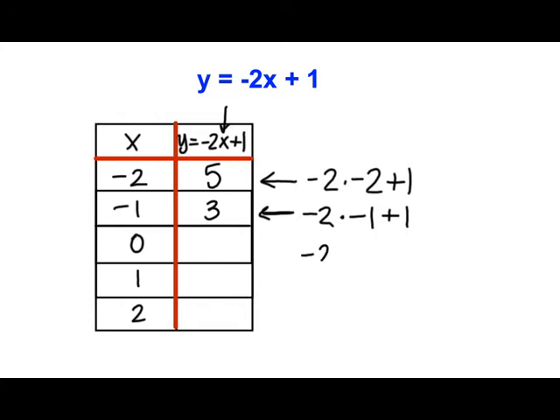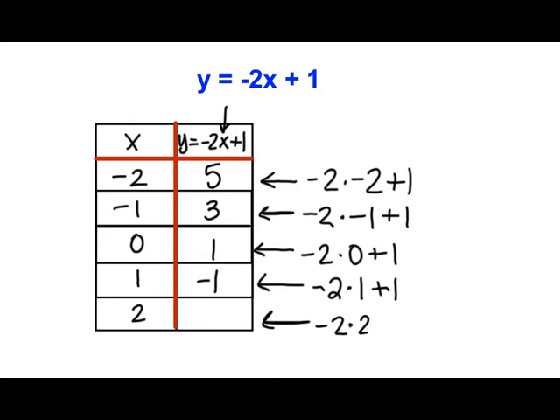0. -2 times 0 is 0, plus 1 is 1. 1. Now I got to think backwards. Negative 2 times 1 is negative 2. Plus 1 is negative 1. And one last one. Negative 2 times 2 is negative 4, plus 1 is negative 3. And I have now created a table for those values.